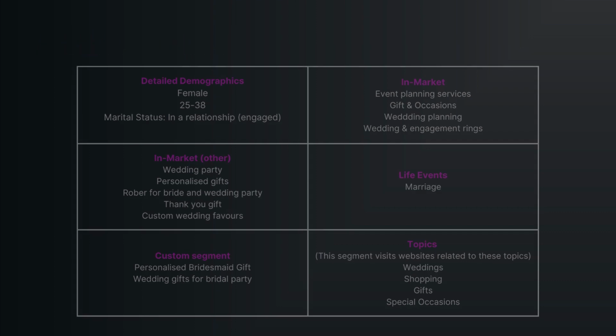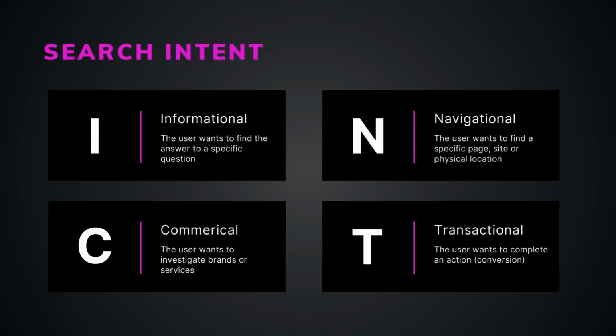There are generally 4 search intentions that people have when searching online. These are informational, which is when a user wants to find the answer to a specific question. Navigational is when they want to look for a specific page, site, or location. Commercial is when they want to investigate a brand or service. And then transactional is when they want to complete an action or transaction, which is essentially a conversion.